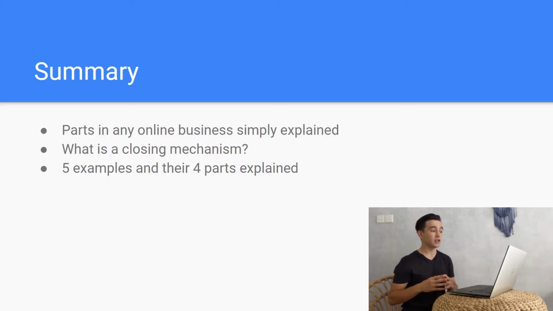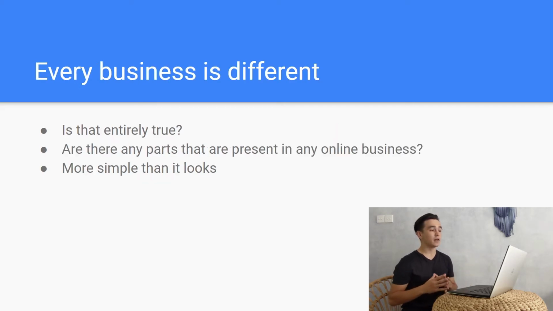So a quick summary of this video: I'm going to simply explain what the parts are, and I'm going to give you 5 real-life examples with websites, with online businesses that are using these 4 parts and how they are using them. And I'm going to explain one additional part, which is the closing mechanism and what this is. So let's start.